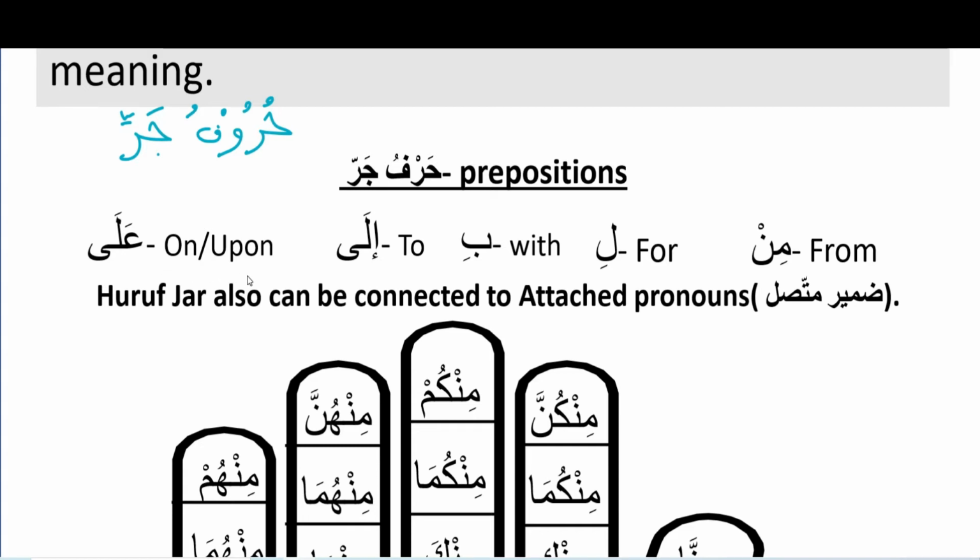So again, if you notice, min, li, bi, ila, ala, all these are huruf. We don't name all these as words, as nouns, because they are not isim. They are harfun ja'a li ma'nan, alphabets that come with meanings, even though they possess 2 or 3 or 4 alphabets.